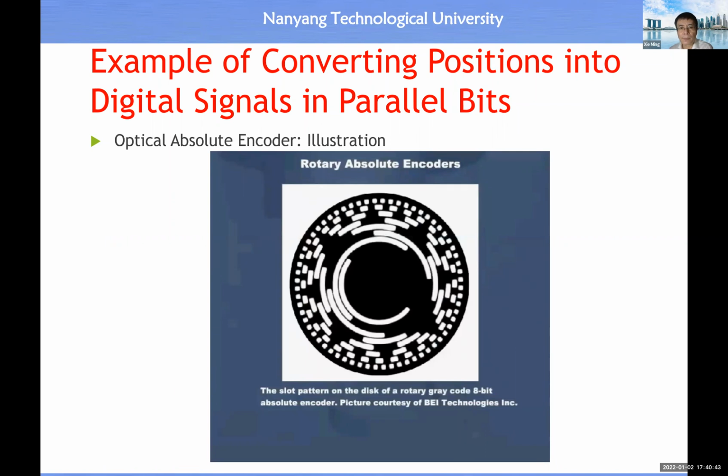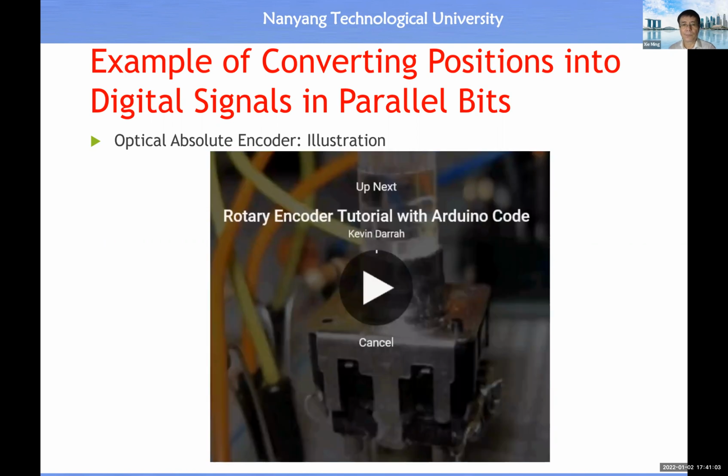If a more accurate measurement is needed, then an encoder with more data bits can be used. As discussed earlier, this means using more photocells in corresponding circular slot sets. Typical rotary absolute encoders have 8 or more photocells. The encoder disk shown here is from a rotary gray code 8-bit absolute encoder.